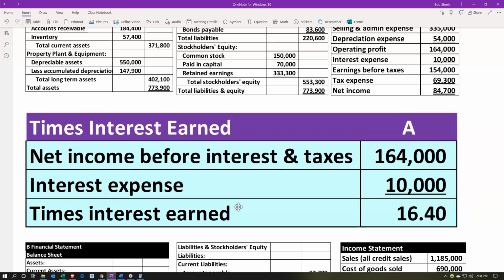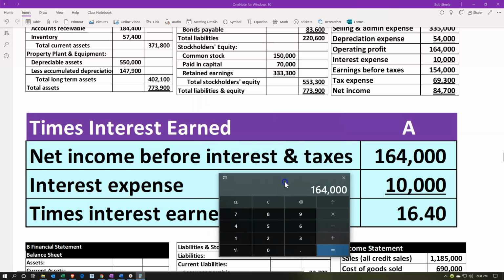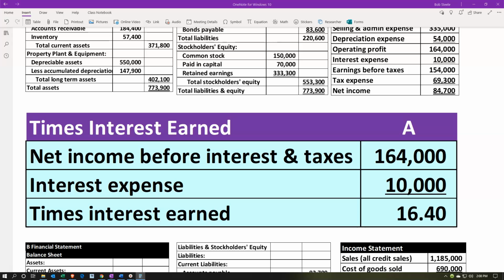Then we're going to divide that by the interest, which is like the rent on the loans that we have out, to see if we can pay the minimum obligation of the loans that are taken out. So we've got the 164,000 divided by 10,000. So we can pay off the interest expense 16.4 times over.